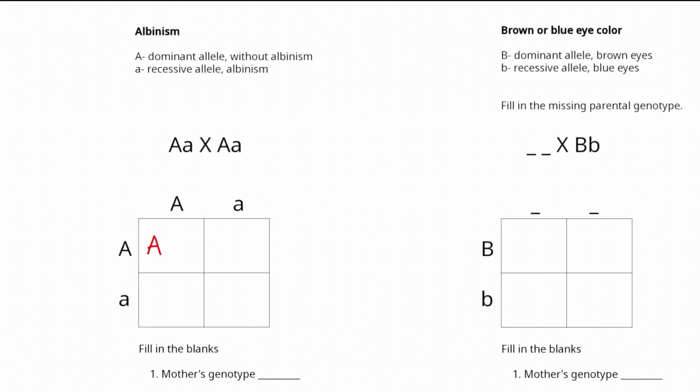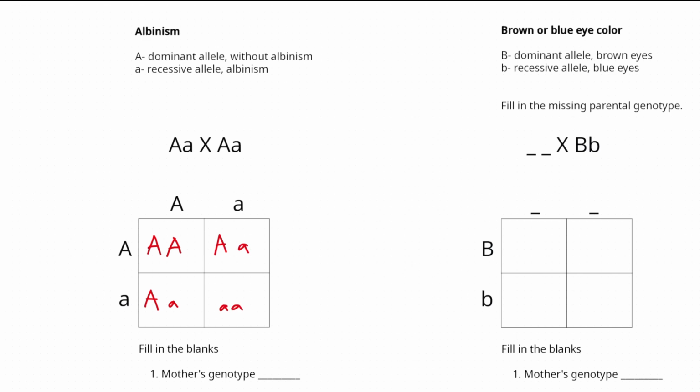At the upper right, we get the uppercase A from the father and the recessive one from the mother. At the bottom left, we have the dominant A from the mother, and then the recessive a from the father. And the last square at the bottom right, lowercase a or recessive from the father, and then lowercase a again, the recessive allele from the mother.